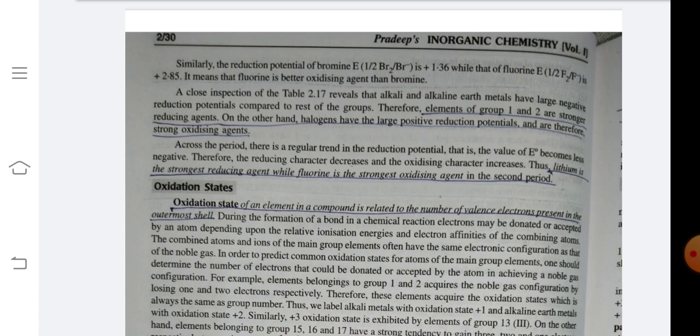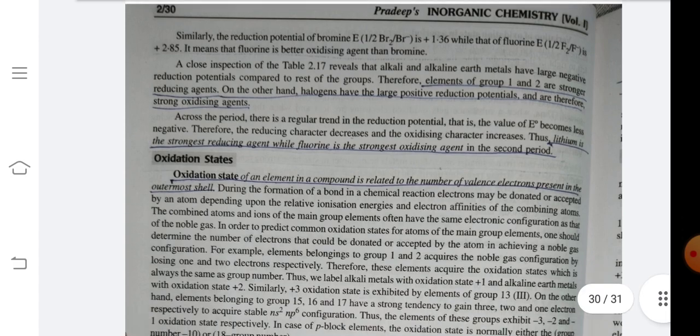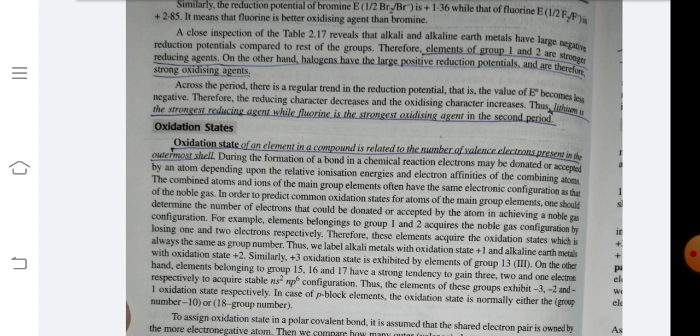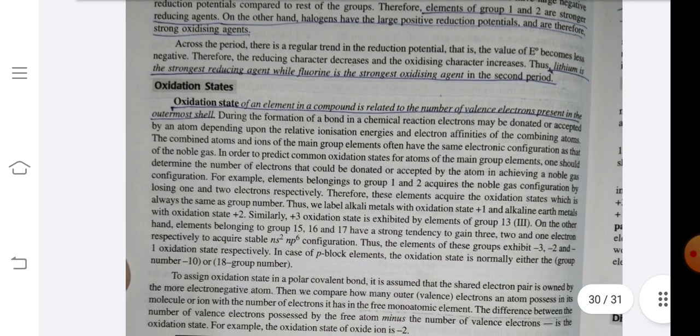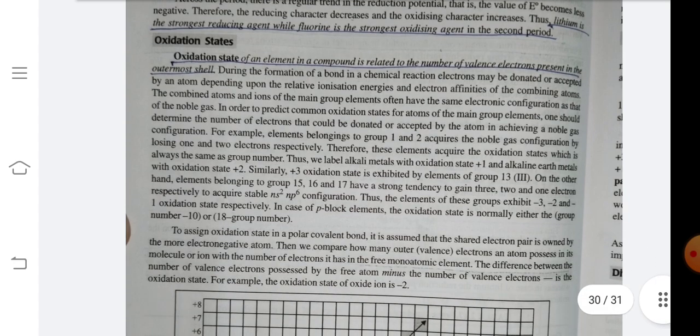A close inspection of table 2.17 reveals that alkali and alkaline earth metals have large negative reduction potentials compared to the rest of the groups. Therefore, elements of groups 1 and 2 are stronger reducing agents. On the other hand, halogens have large positive reduction potentials and are therefore strong oxidizing agents. Across the periods, there is a regular trend in the reduction potential. The value of E becomes less negative. Therefore, the reducing character decreases and the oxidizing character increases. Thus, lithium is the strongest reducing agent, while fluorine is the strongest oxidizing agent in the second period.